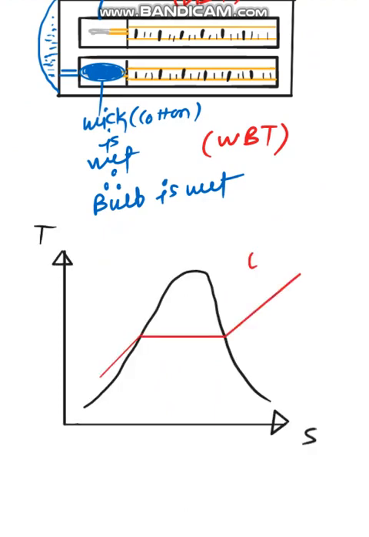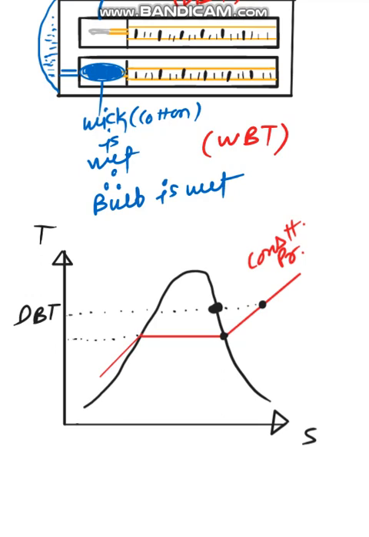Guys, this is a constant pressure line on the T-S diagram. Suppose this is your air, and in the air there is vapor also. That is why this is the superheated vapor state. This is the saturated vapor state, this dome, and this is the saturated liquid state, and here it is liquid. Air is somewhere here in the superheated state, and this is the dry bulb temperature.